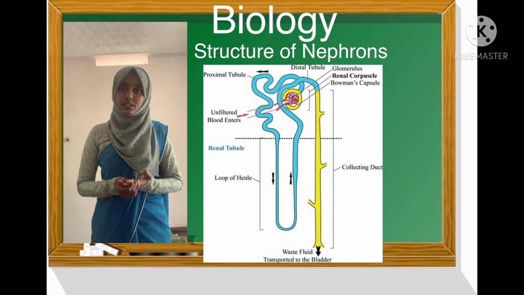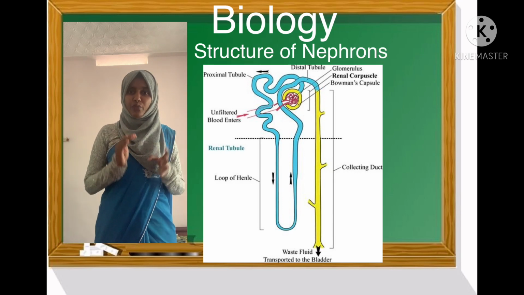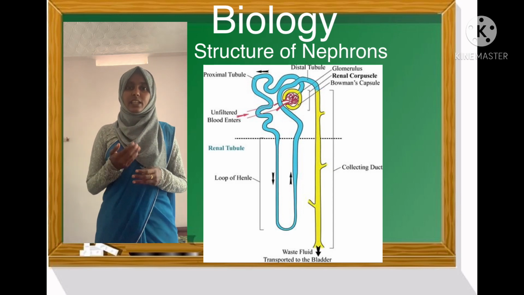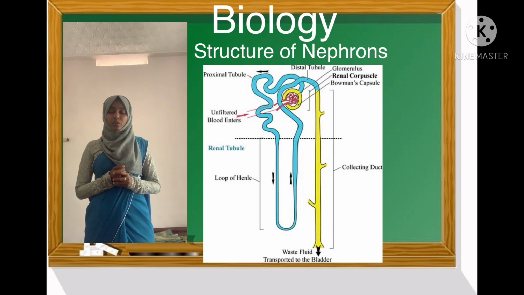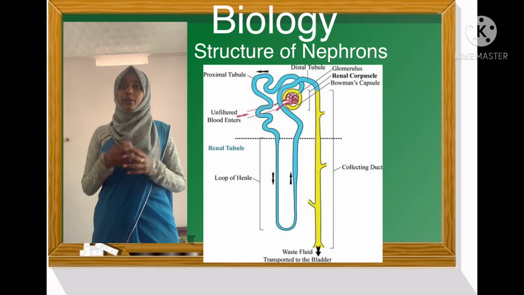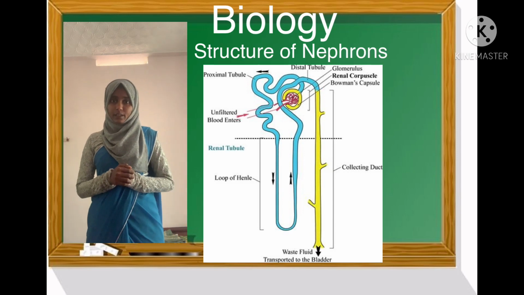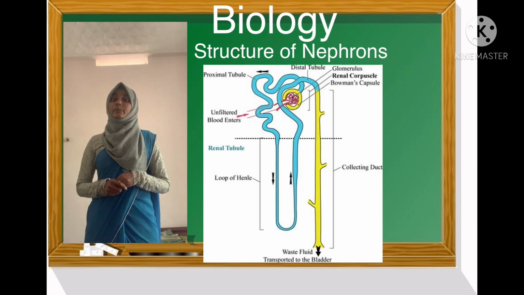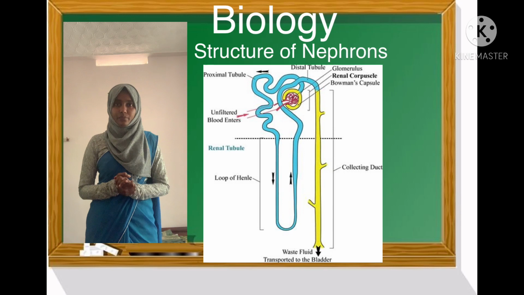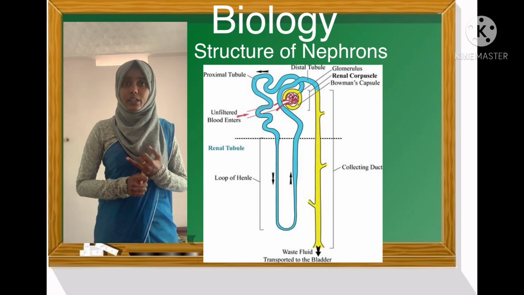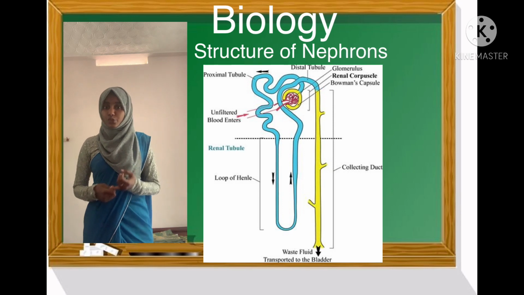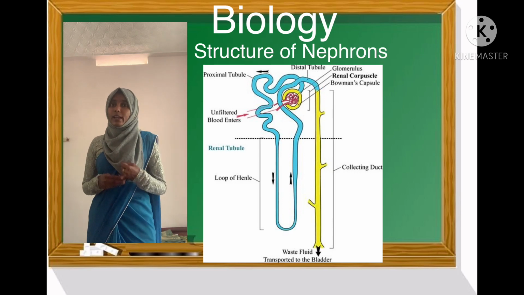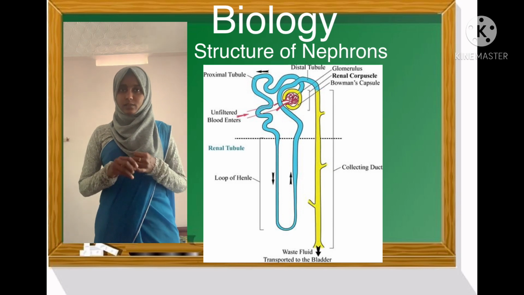What is glomerulus? Glomerulus is a finer capillary network seen in Bowman's capsule and formed from the afferent vessel. There are minute pores in the capillary walls which help in ultrafiltration. And the next part is renal tubule. What is renal tubule? It is a long tubule which connects the Bowman's capsule and the collecting duct.